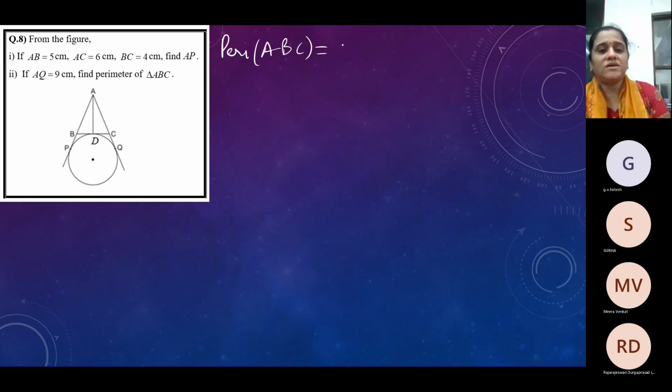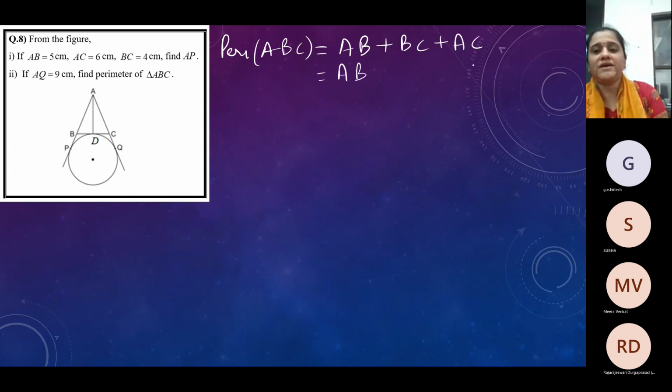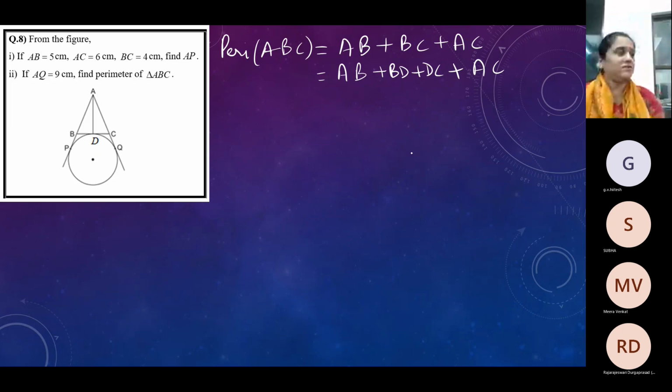How do you express perimeter? The sum of the three sides: AB plus BC plus AC. Correct? Now I'm writing AB as it is. I'm writing AC as it is. You can write BC as BD plus DC. Correct? Yes or no? You're just writing BC as BD plus DC.